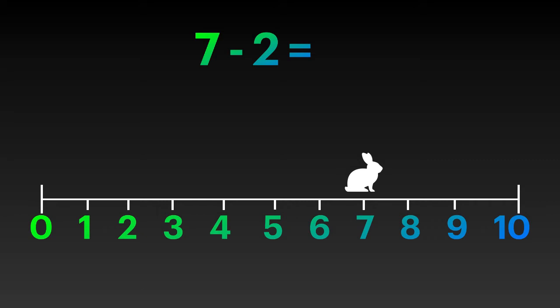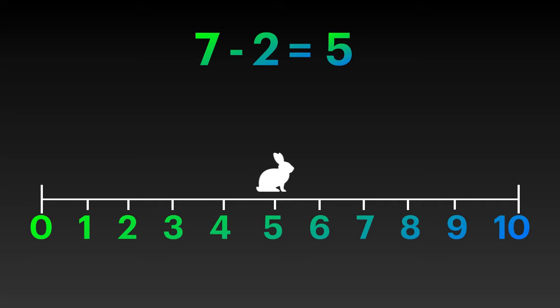So the rabbit actually needs to jump backwards to find out the answer. So the rabbit's going to jump back 2 spaces. Let's count that together. 1, 2. So now the rabbit is on the number 5, so that must mean 7 take away 2 makes 5. Let's check that. Oh yes, it's right. 7 take away 2 equals 5.